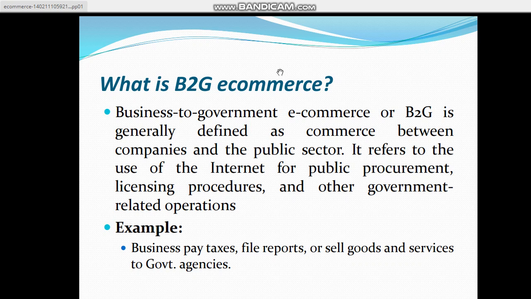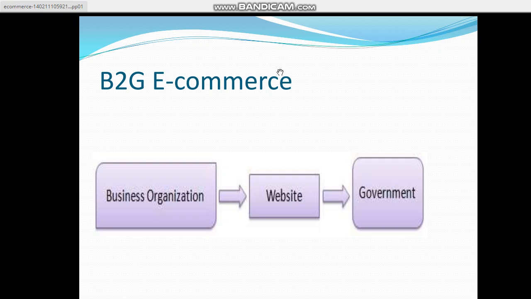What is B2G e-commerce? Business to government e-commerce is generally defined as e-commerce between companies and the public sector. It refers to the use of the internet for public procurement, licensing procedures, and other government related operations. For example, businesses pay taxes, file reports, or sell goods and services to government agencies. In the B2G e-commerce flowchart, the business organization provides websites and the government buys from the website.